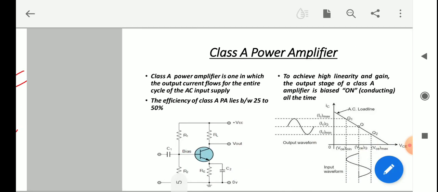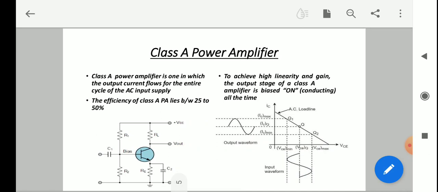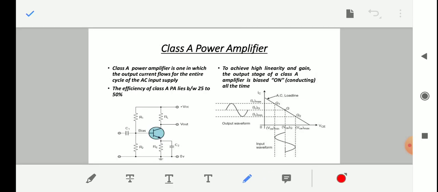So let us start the detailed discussion of these amplifiers, starting with the class A power amplifiers. As we know, class A power amplifiers provide the output for the entire full cycle of the input signal. The input to this amplifier will be applied at this terminal. In this circuit, C1 and C2 are coupling capacitors. This circuit is similar to the circuit used for self biasing of transistors.